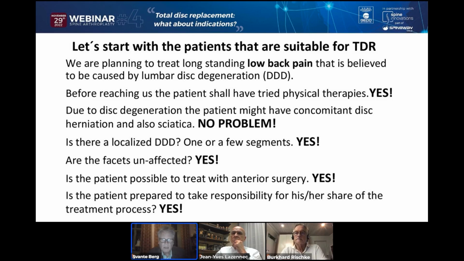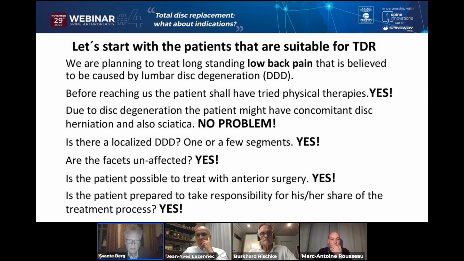We have to think, is this a localized degenerative disc disease in one or a few segments? And if the answer is yes, the patient is a candidate for this. We have to see in what shape the facet joints are. If they are severely arthrotic, they shouldn't be treated with a mechanical disc. If they are just slightly arthrotic, we could consider a viscoelastic disc. We have to consider if anterior surgery through the abdomen is possible, and then it's a go.